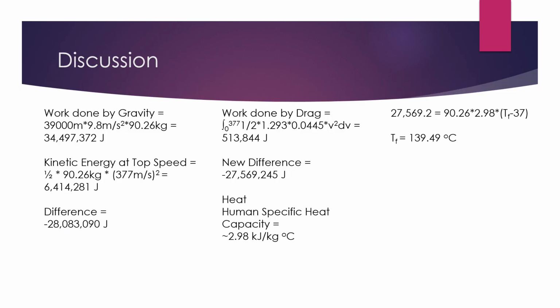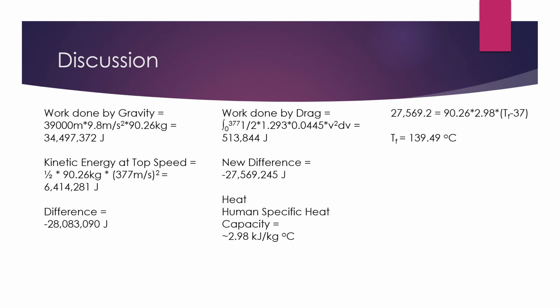So from our discussion, I wanted to cover the energy going on here, because we have a lot of different forces and you're going to accrue a lot of energy falling from 39 kilometers up. So we have the work done by gravity here, calculated out about 34 million joules. However, we see that his kinetic energy at his top speed was only 6 million joules. So we have this difference of 28 million joules.